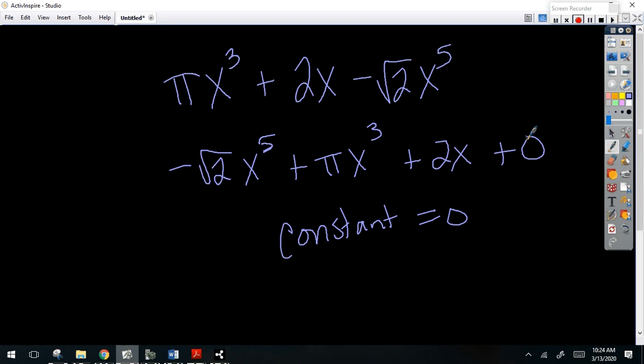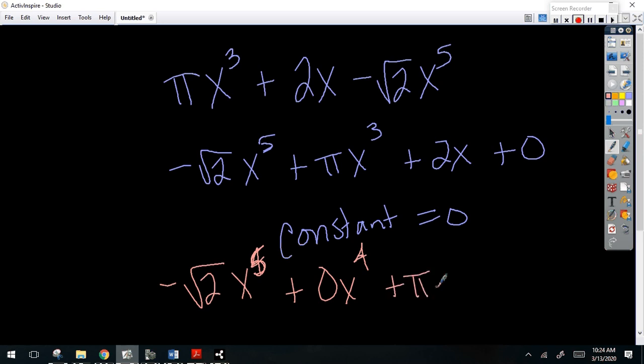I'm also missing, and this is important for you to see because when we get to division on Monday, you will need to recognize this. I'm missing several terms. Oh, that's a 5. So this would be a 4, but it's 0, right? There's no 4th term there. There's also no 2nd term there. So these are what we call placeholders.